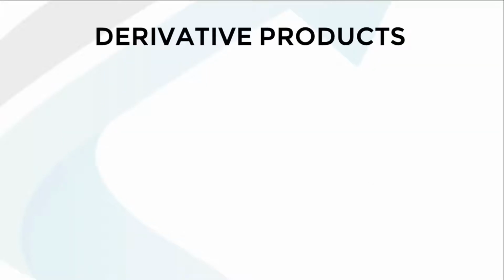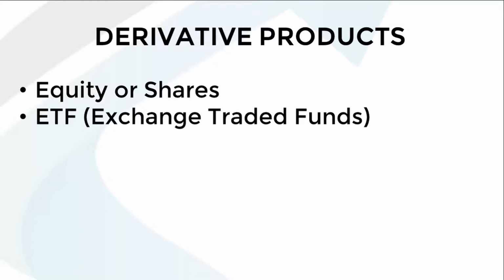But first, let me briefly explain derivative products. Derivative products are financial investments that are derived from an underlying asset. Basically, they are used by investors to make price bets as to whether the price of the underlying asset or security will rise or fall. You get derivatives of all the main types of things you can trade, like equities or shares. Those are your Anglo Golds, your Woolworths, your First Rands, your Naspers, etc. You get ETFs, these are things like Satrix 40.